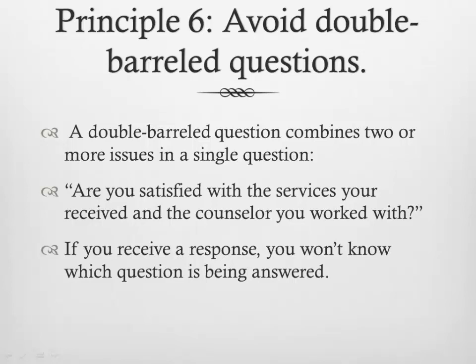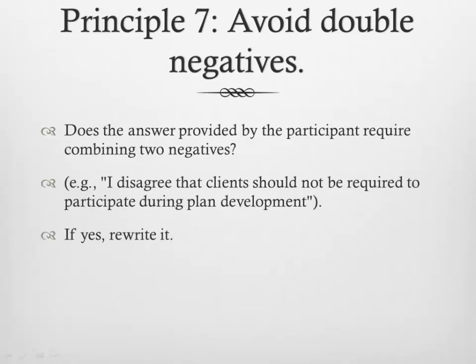So avoid double-barreled questions. Principle 7, avoid double negatives. If the answer requires combining two negatives, then it's confusing and it may provide invalid and unreliable data. For example, I disagree that clients should not be required to participate during plan development. That would be an example of a question or a response requiring double negatives. It's confusing. You should rewrite a question like that.